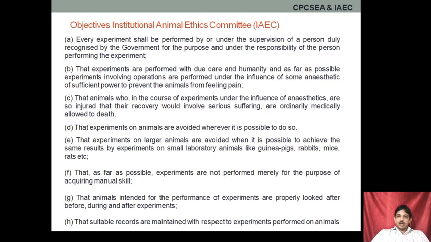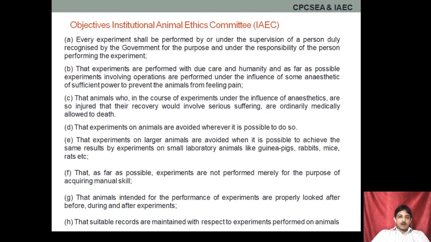Next, experiments on animals should be avoided whenever possible. That is another important thing. If it is essential, then only you should carry it out, and if there is an alternative like an in vitro method or in silico method that satisfies the experiment, then there is no need for an in vivo experiment. Next, in the case of experiments on large animals, they should be avoided. Better to try with a small animal. If it is not essential, do not use the larger animal.